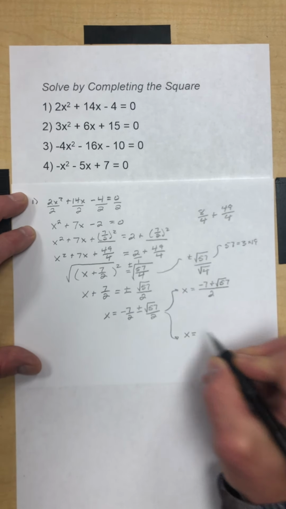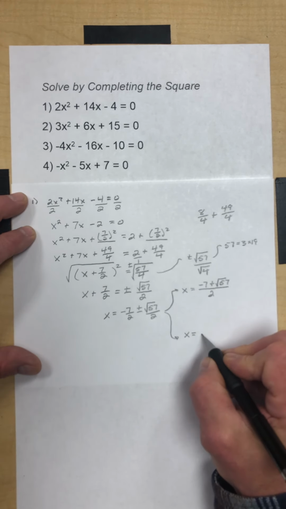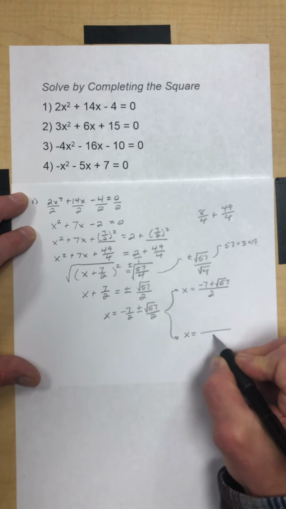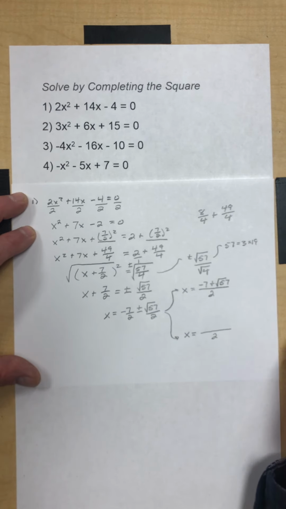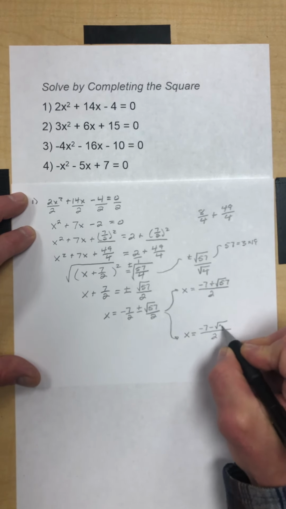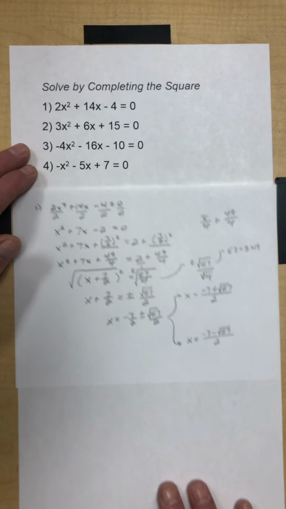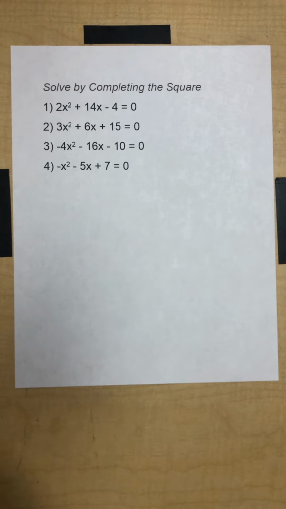Then I would go negative 7 halves minus radical 57 over 2. Again, they have the same denominator, so I can put it all over 2, and I'd have negative 7 minus radical 57 all over 2, and we have our two solutions. Okay, so we're good there. Let's go down to the second one.